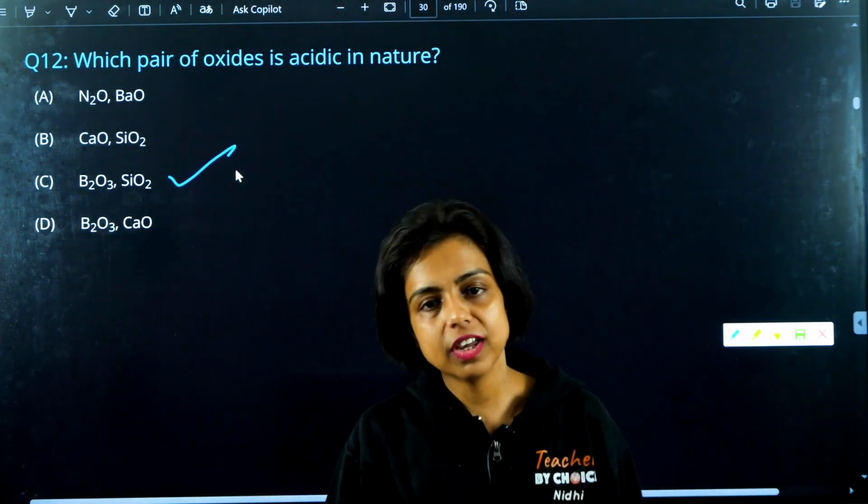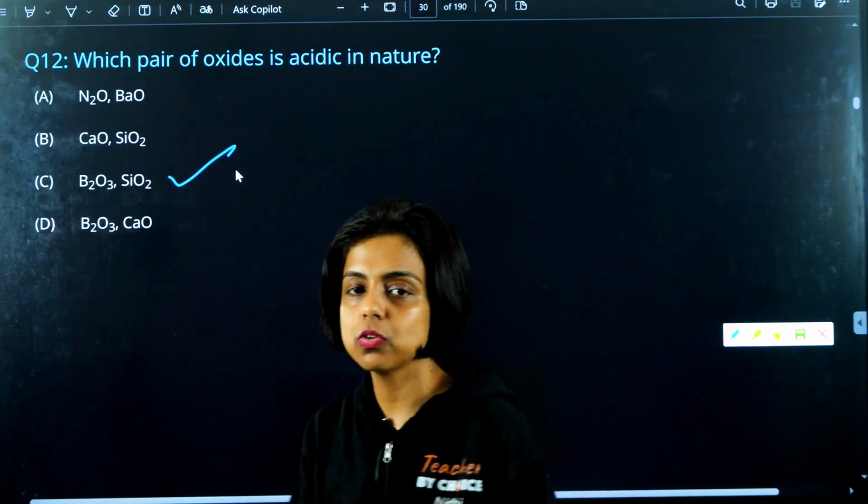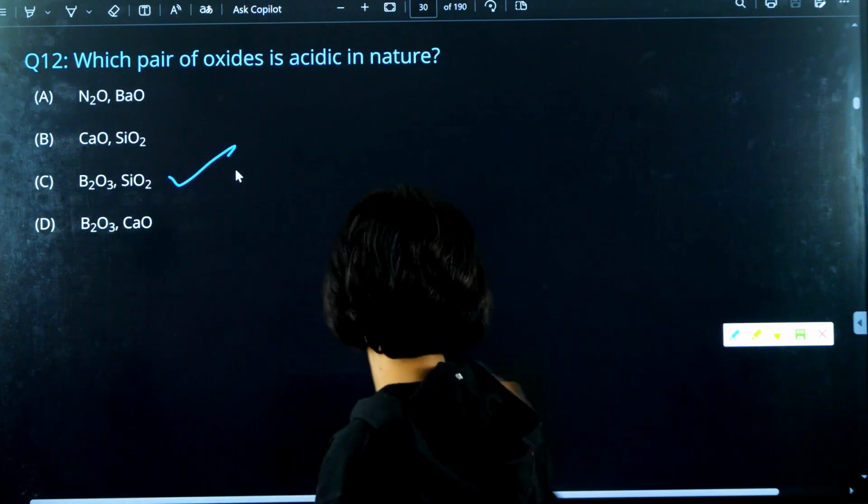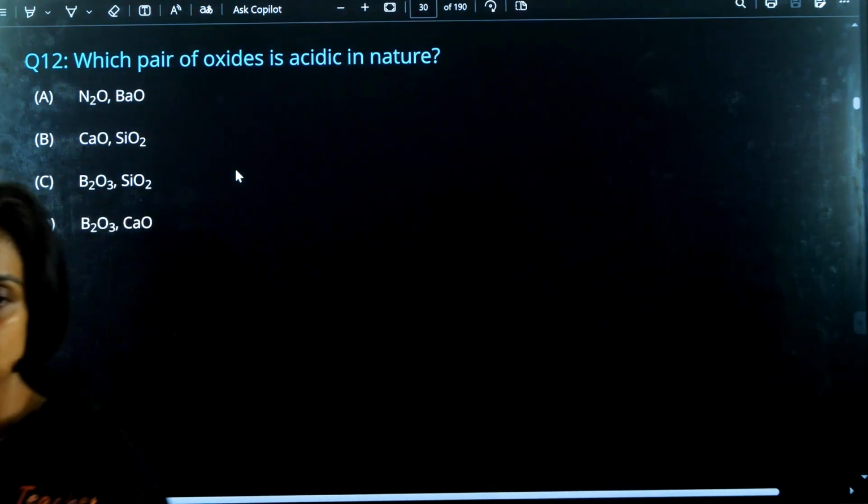Nature of oxide, very important. Many previous year questions you can see from the nature of oxides, right? So the answer indeed is C. Both are non-metallic oxides, both are acidic.